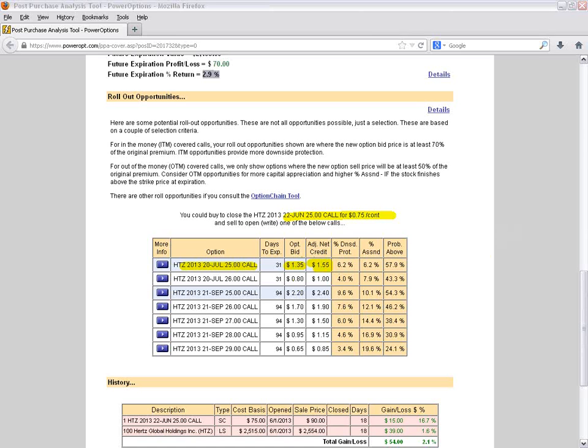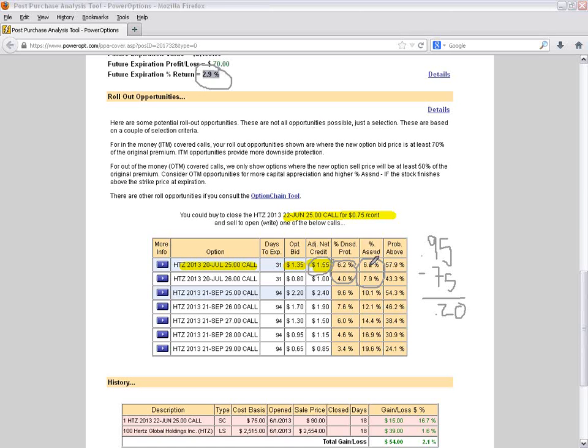Well, that's taking into account the original 95 cents we received minus the 75-cent buyback cost. So we make 20 cents profit on our existing call, and then the new 135 premium. All of that's taken into account with this adjusted net credit. My new downside protection and my new percent return if assigned are based on this new adjusted net credit. So by rolling here, I could take my potential return 3 days from now from 2.9% up to 6.2%.